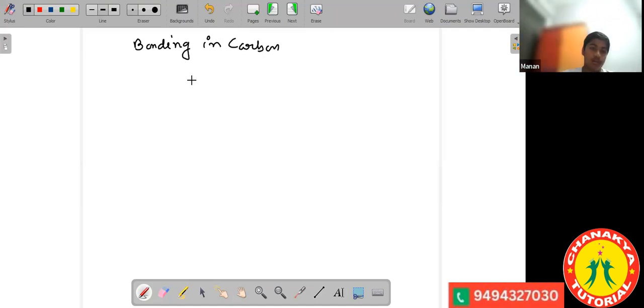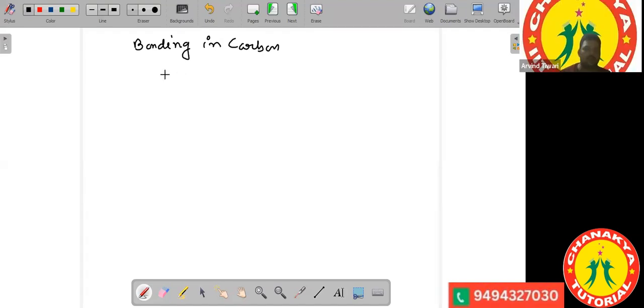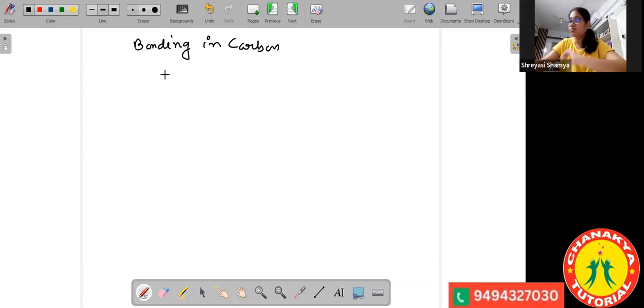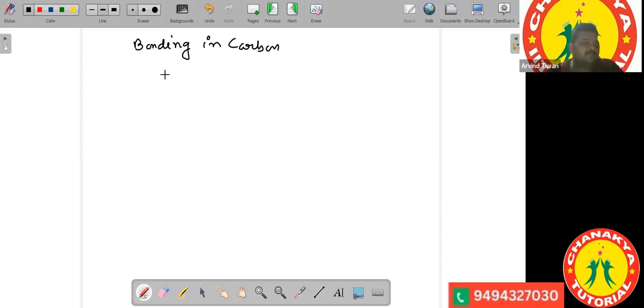Tin allotropy. Okay, tin. Is there anyone who can say the allotropy of tin? Who knows the allotropes of tin? No idea, sir. Okay. Any other elements that you want to ask about? See, tin also shows allotropy. There are two allotropes of tin.